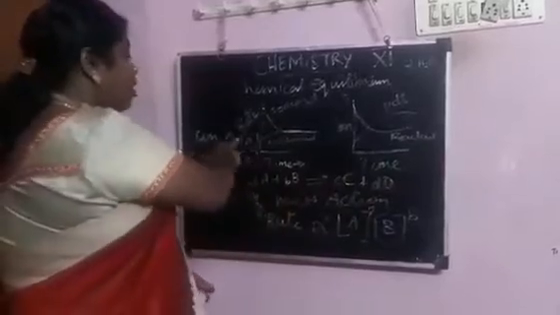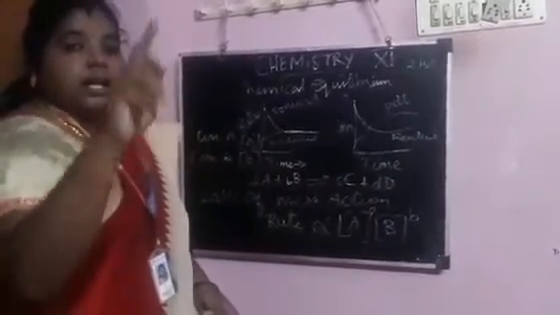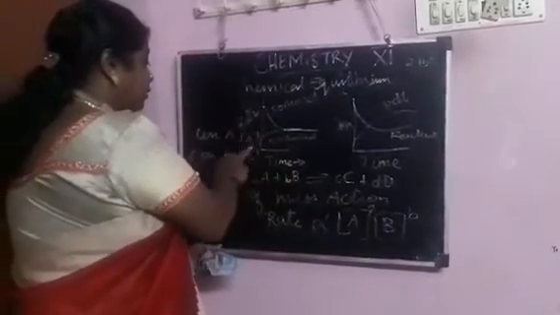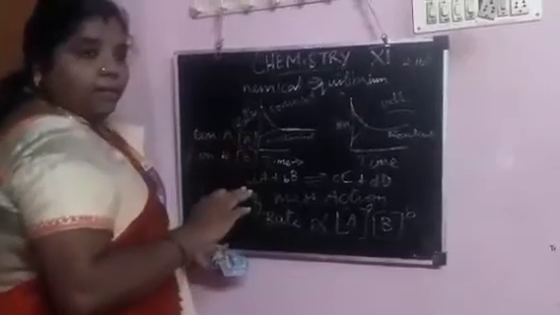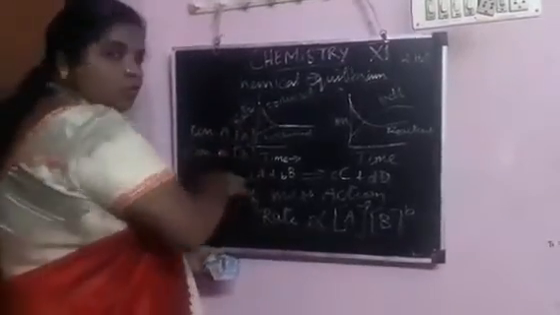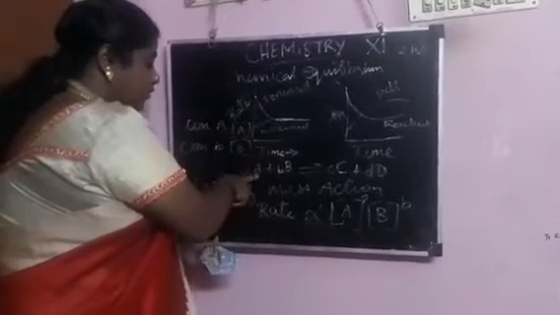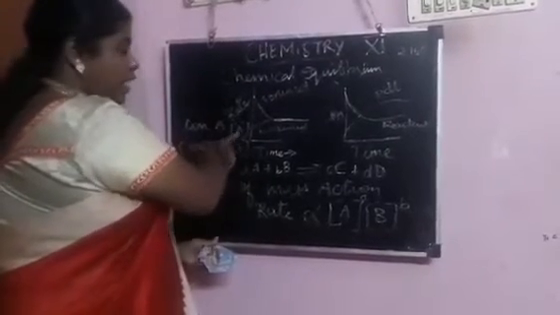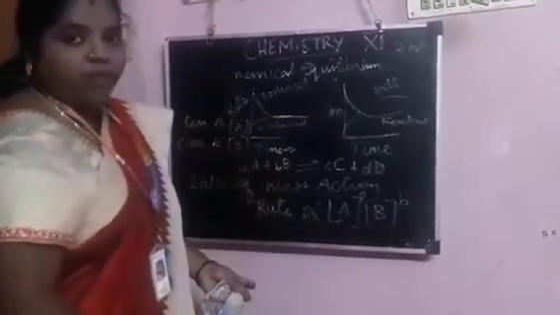Now we see the concentration. Usually the concentration is referred to in square brackets. So first we have C: the concentration of A is denoted this way, and the concentration of B is denoted like this. Let's see the law of mass action.